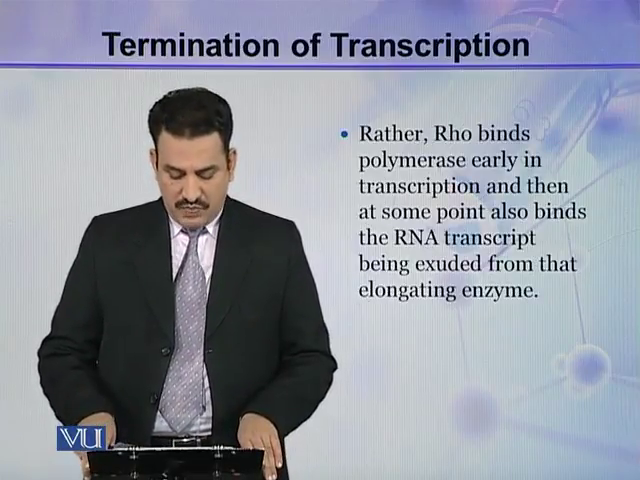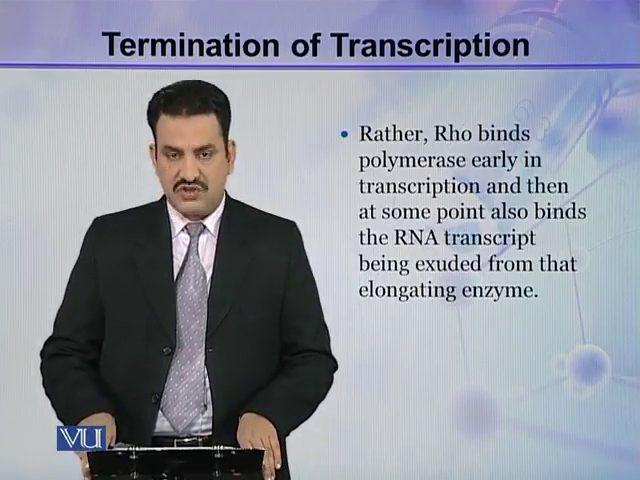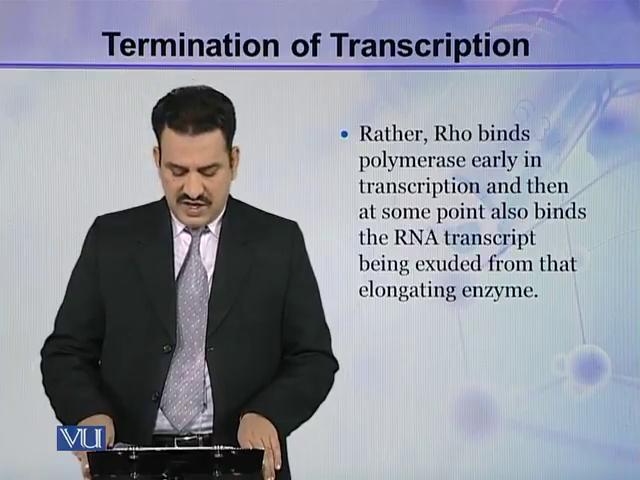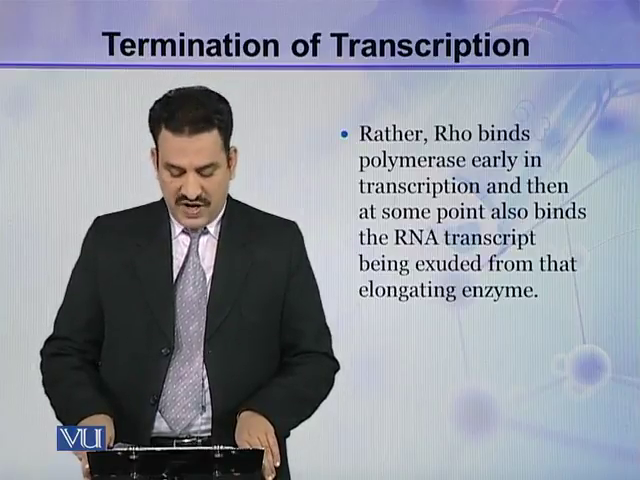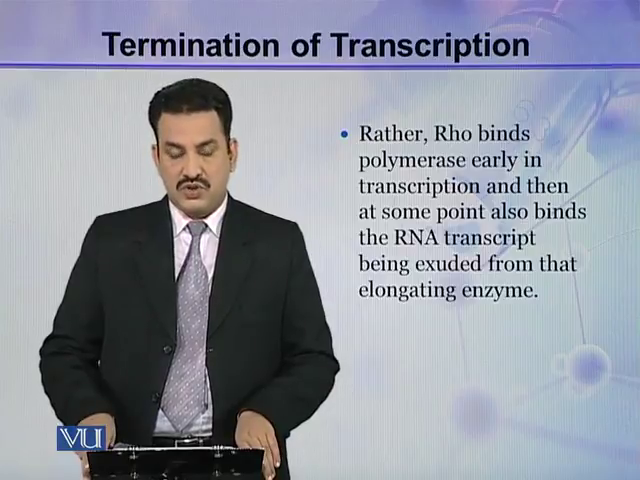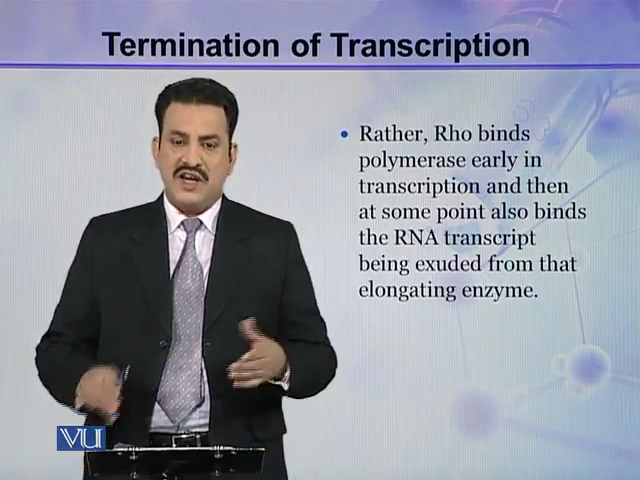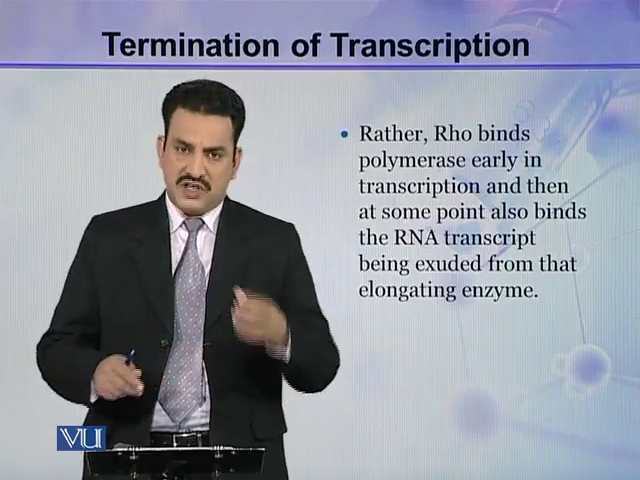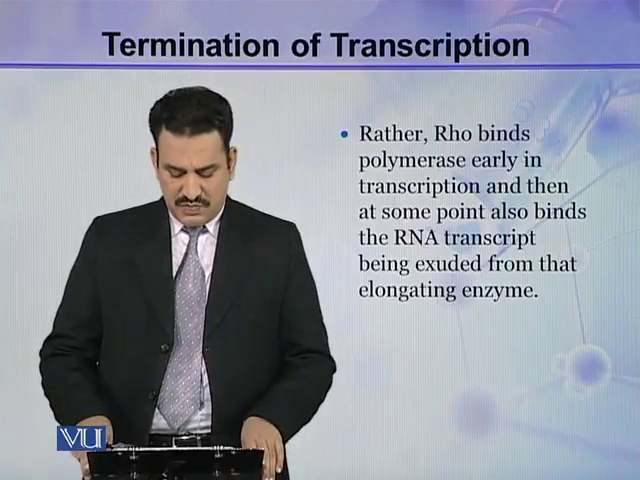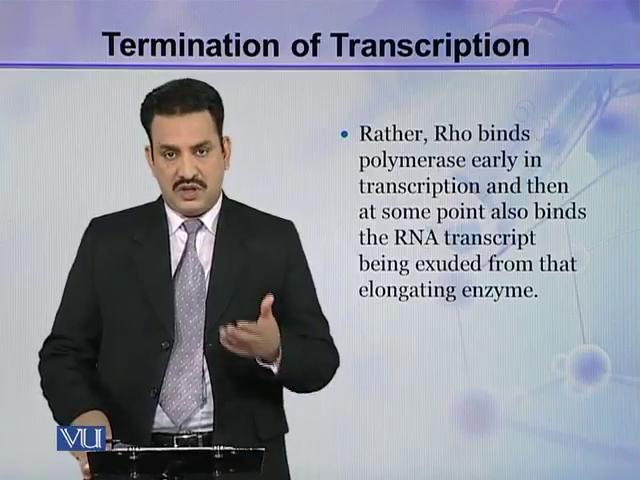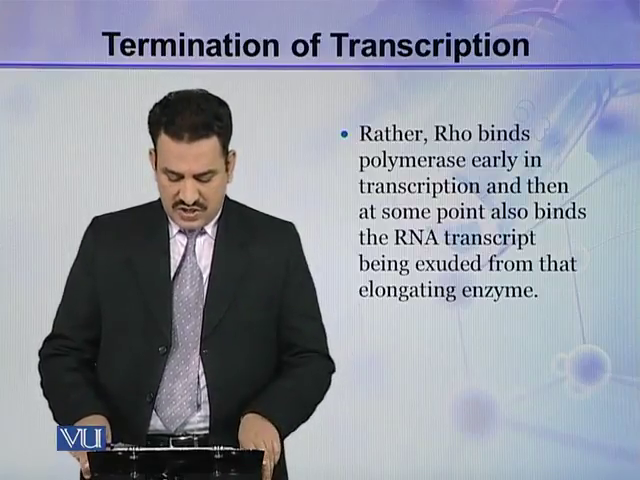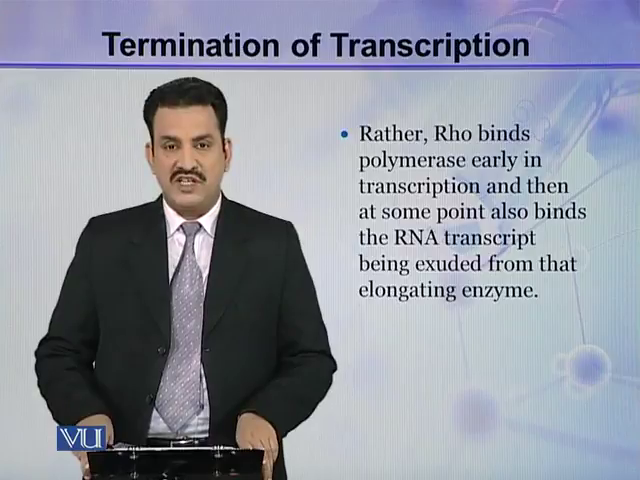Rather, Rho binds polymerase early in the transcription, and then at some point also binds the RNA transcript. So it has already bound to the DNA, and then during transcription it also binds to the RNA transcript, which is being extruded from that elongating enzyme.